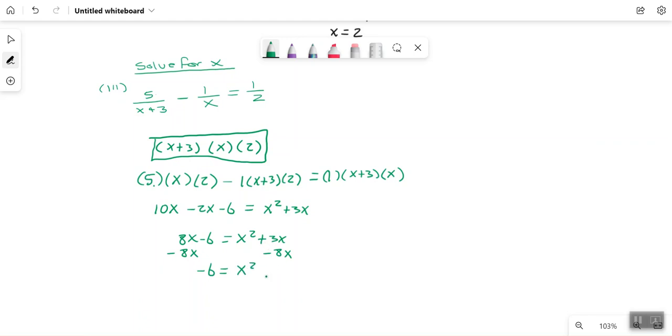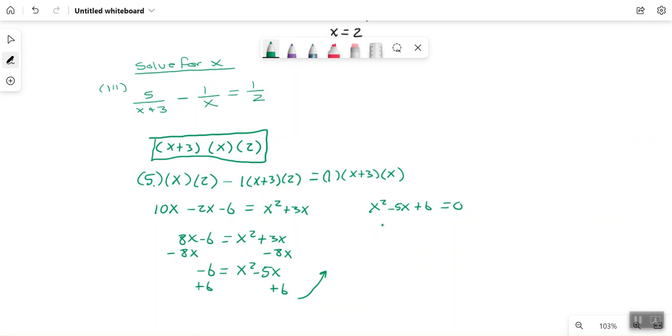3x minus 8x gives us minus 5x. And now we want to get rid of the 6 on this side, so we plus 6 here and plus 6 here. And that's going to leave us, I'm just going to bring this up here so I have some space. It's going to leave us with, so minus x plus x is just 0. So it's going to be x squared minus 5x plus 6 is equal to 0. Okay, so now we have a quadratic.